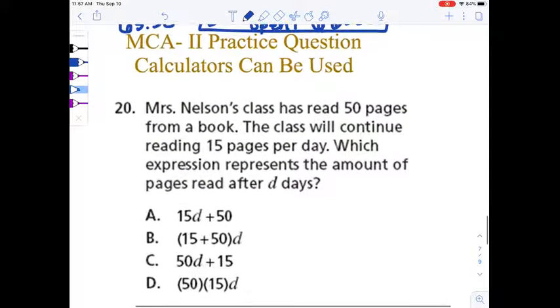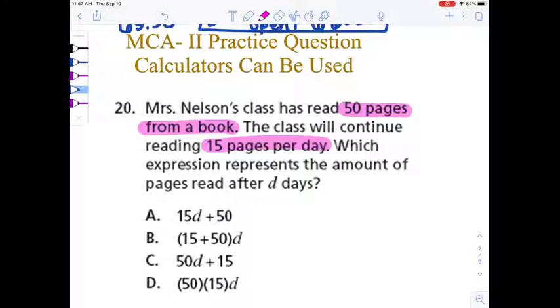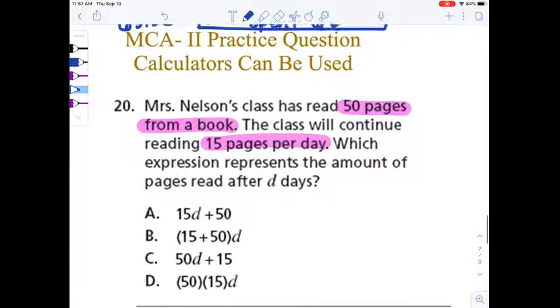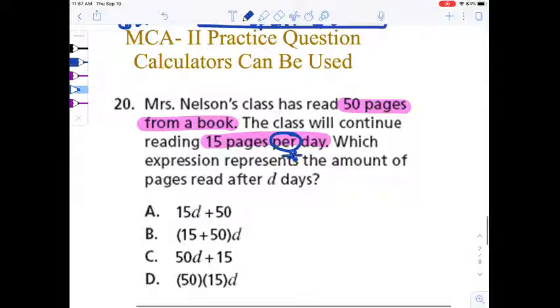All right, and the very last problem here is an MCA practice question. It says Mrs. Nelson's class has read 50 pages from a book. The class will continue reading 15 pages per day. Which expression represents the amount of pages read after D days? So I'm going to highlight my important information, which you should always do when you're taking notes and on a test. So she's read 50 pages from a book. She's already read 50 pages. The class is going to read 15 pages per day. I see that per. I know the per is multiplication.